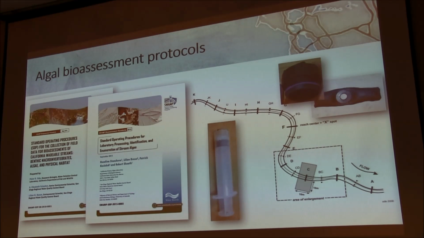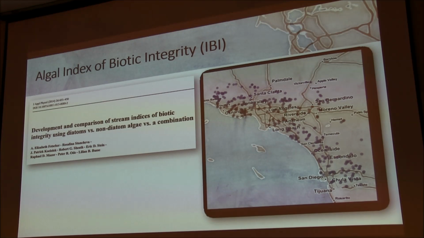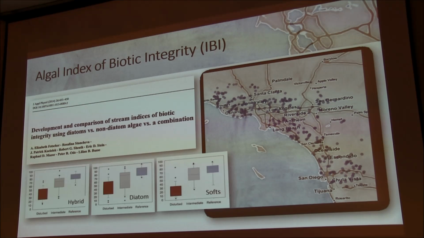So capitalizing on that big resource of algae taxonomy data that's been collected throughout California for the past number of years, in 2014, Betty Fetcher generated our first California Algal Index of Biotic Integrity, or the IBI, as we like to call it. And this index really focused on regions in Southern California. And it looked specifically at different groups of different algae taxa to see how they corresponded according to whether a site was considered stressed or considered in reference condition.